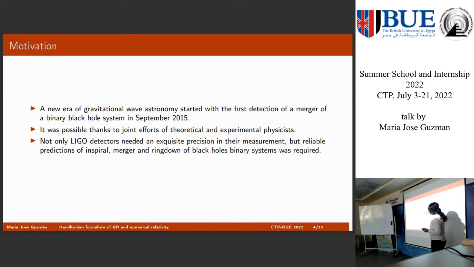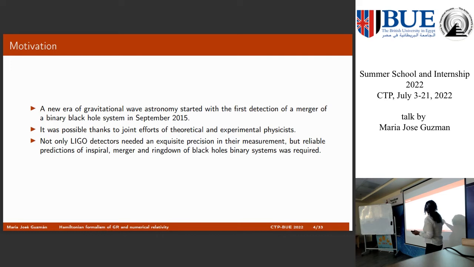So this detection was possible thanks to the joint effort of both theoreticians and experimental physicists, because of the detectors that were used, the LIGO detectors. It was two detectors on opposite sides of the United States, and they need very precise measurements, because gravitational waves, although they are very powerful, are very distant. So what you receive is even less than millimetric, something very small, let's say, a perturbation on your detector, which you detect through interferometry.